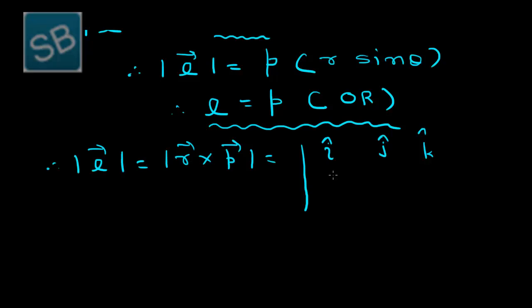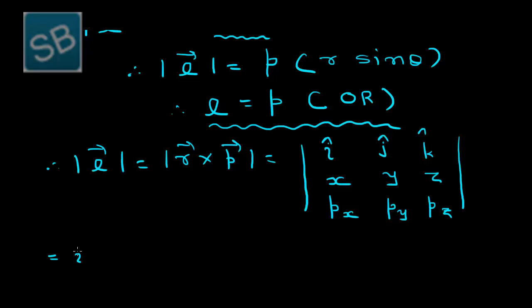Here the position vector means x-axis, y-axis and z-axis, and the components of this linear momentum, that is Px, Py, Pz. So that is the determinant. And now, if you want to find out the value of this determinant, then you have to simplify it.